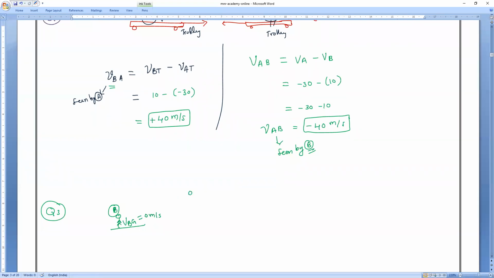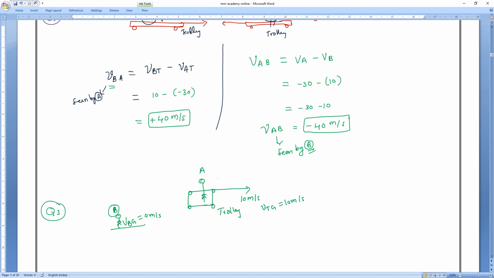Now, he is observing a person who is traveling in the trolley. Be very careful. He is observing a person A who is traveling in a trolley. Now, the trolley is traveling 10 meters per second. With respect to whom? With respect to ground. So velocity of trolley with respect to ground is 10 meters per second. Clear?